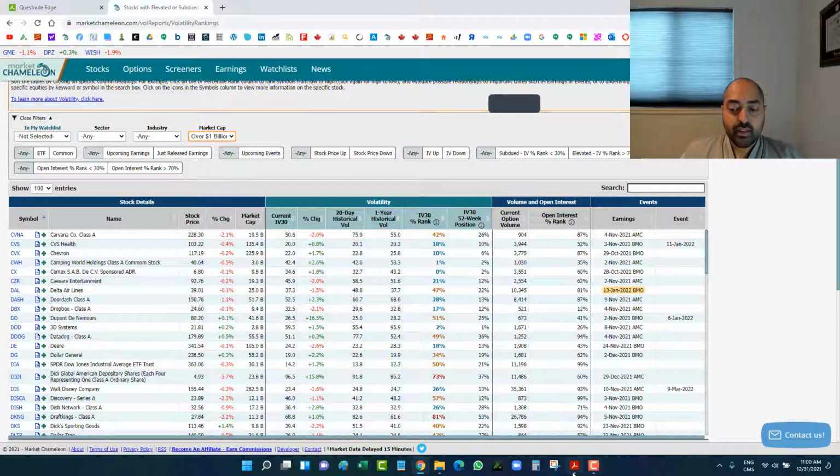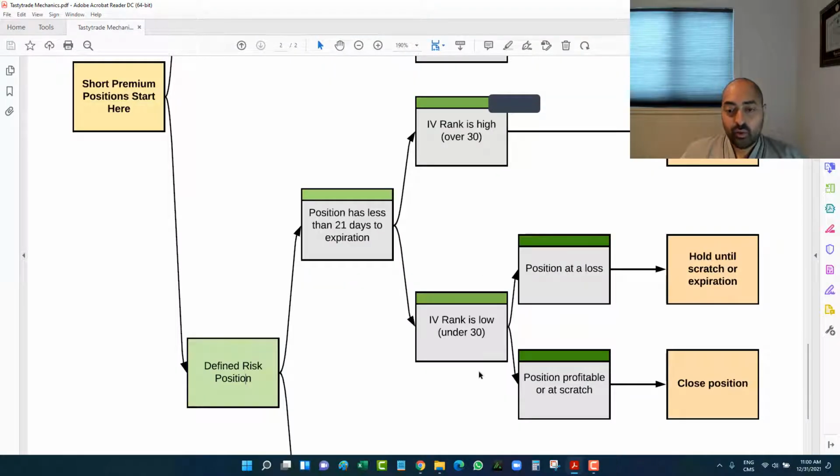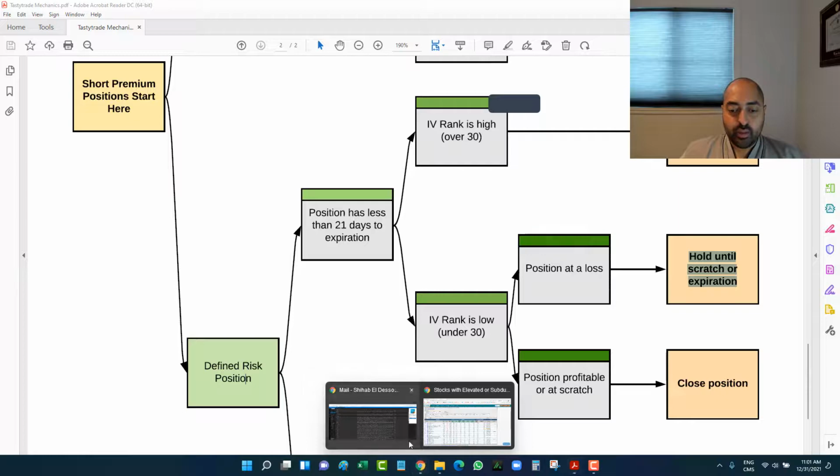So according to Tasty's trade mechanics: if IV rank is low, under 30, and the position is at a loss, hold until scratch or expiration. If the position is profitable or at a scratch, close the position. So in my case, it's at a loss, so I should hold until scratch or expiration. Okay, I'm okay with that. I could do that. All right, let's see the other position I have.